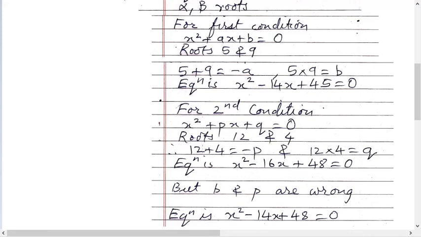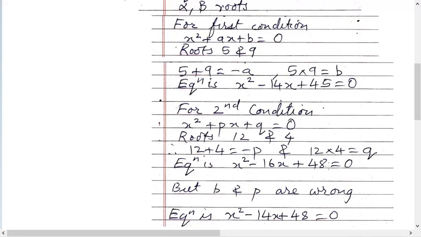Okay. Therefore the equation is what? X square minus 16x, we can solve this, means minus on this side, and 12 into 4 is 48, that is q equals to 48. Okay. So the equation is what? X square minus 16x plus 48, and in the first condition it was x square minus 14x plus 45. Okay. See now, these are the two equations and we have to form one equation.